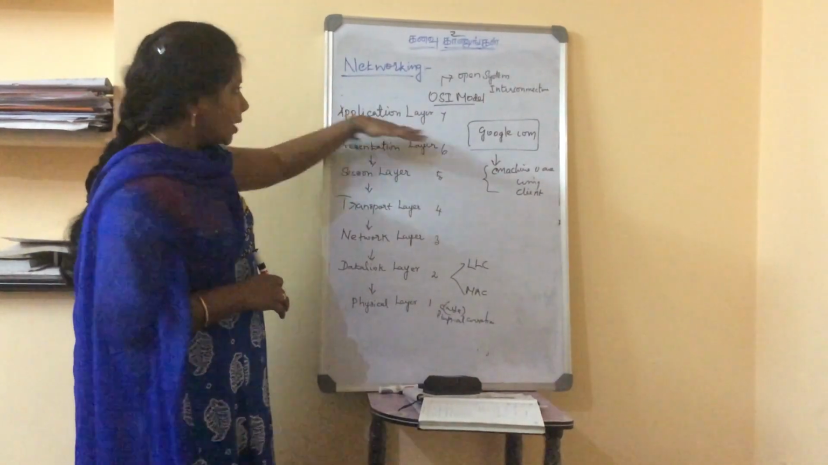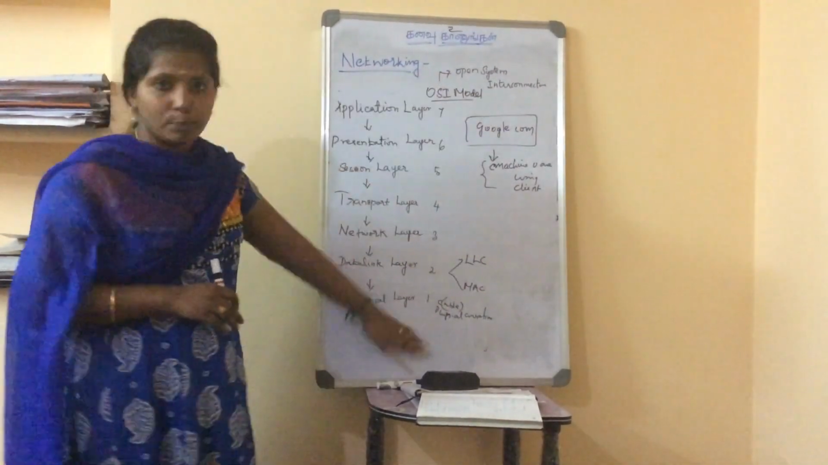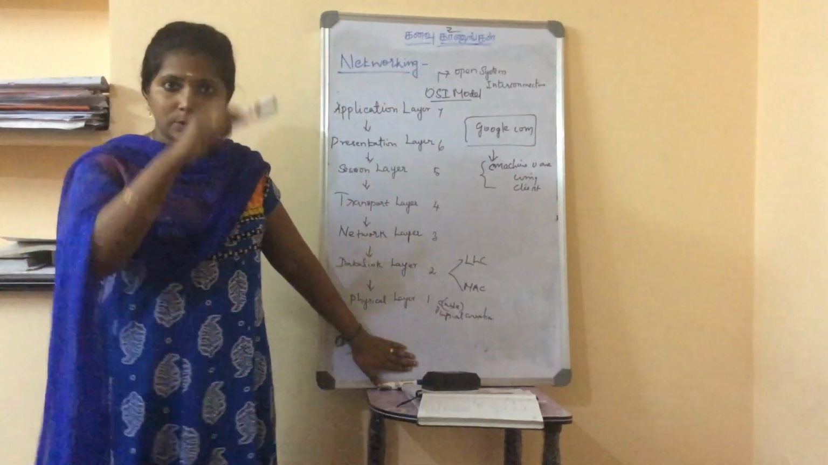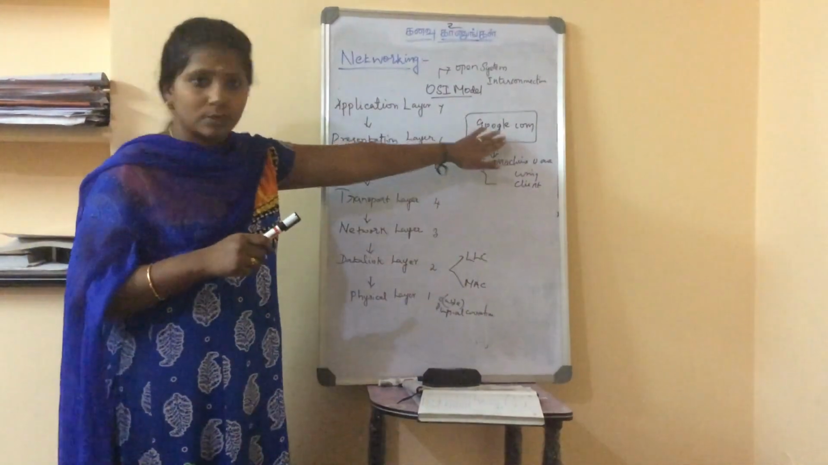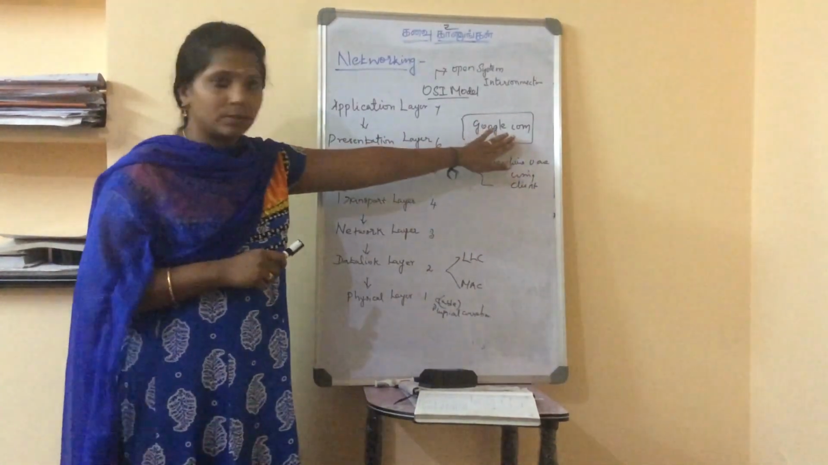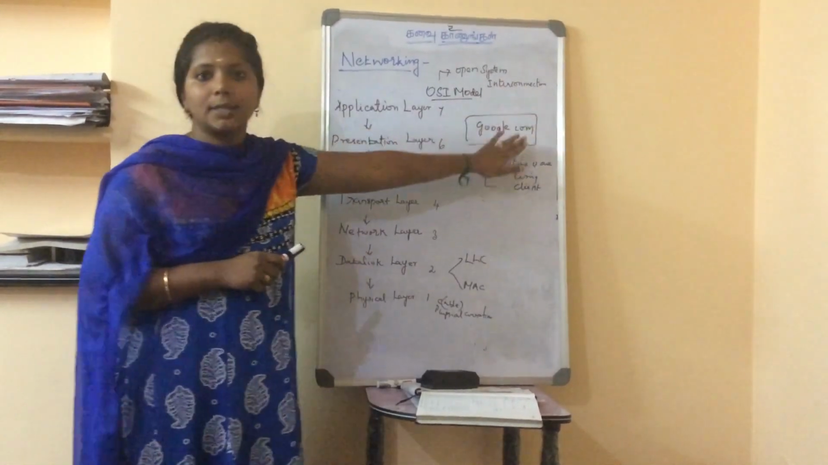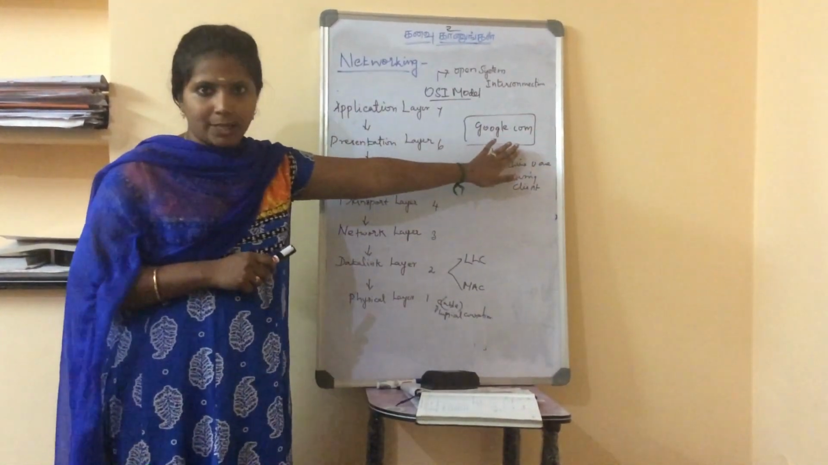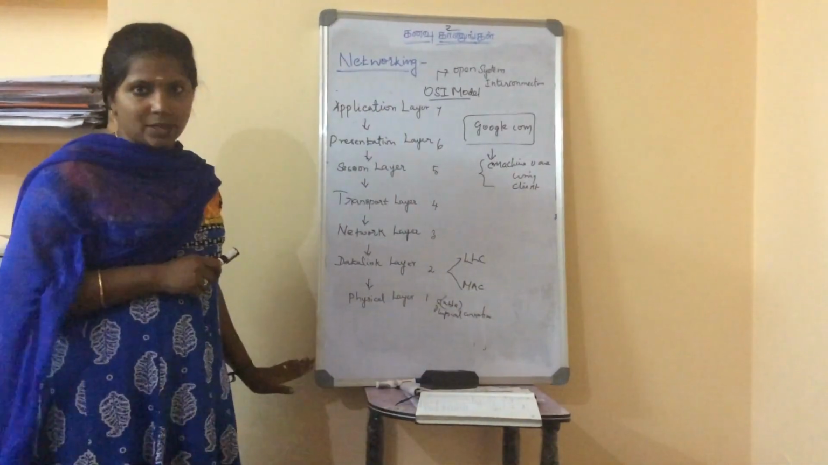Now I am going to explain from top to bottom how the flow is working. I am just taking this example, google.com. The client is typing google.com, and how it fetches from the server and gets the reply back to the client, I am going to explain with this concept of 7 layers.